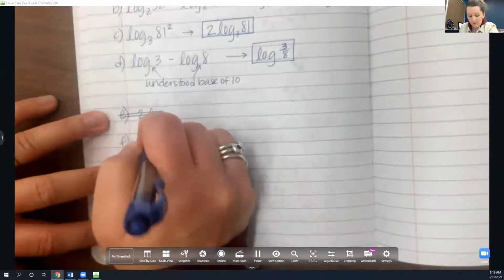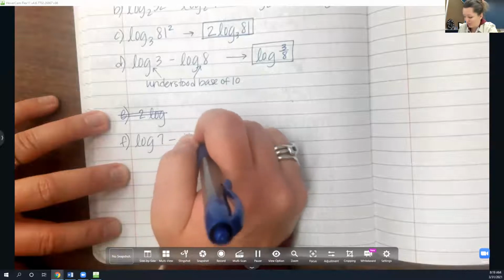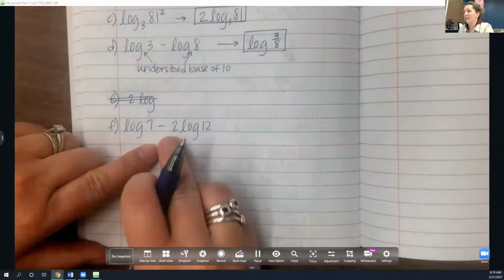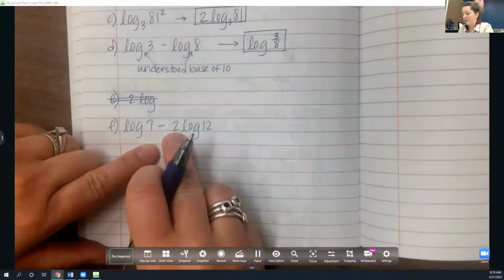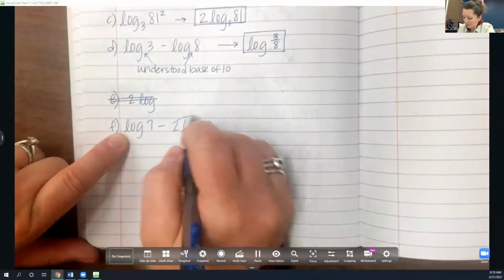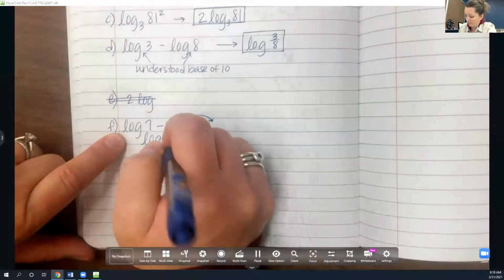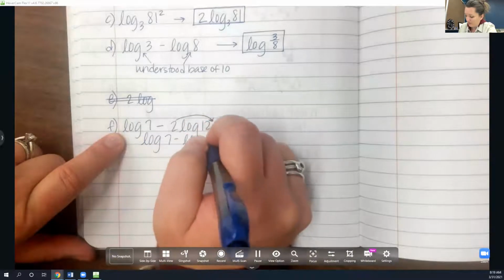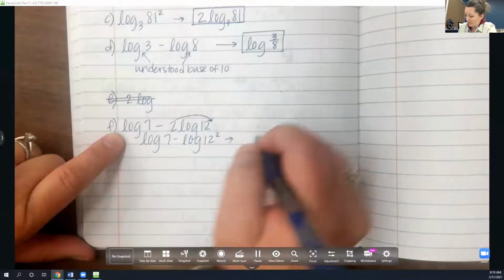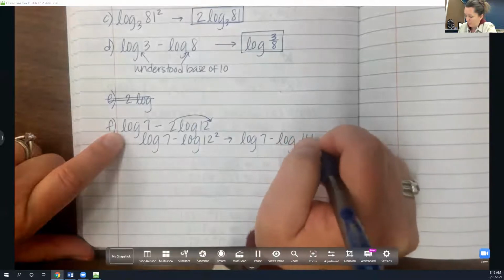Let's do F. It must not have been that important. Log base 7 minus 2 log 12. All right, so this is interesting because we have an exponent here, right? If I have an exponent here but don't have one there, I really can't do anything. So in order to put those together, I'm going to go a little bit backwards here. So log 12 to the second power, I know that that's 144. So we can do log 7 minus log 144.